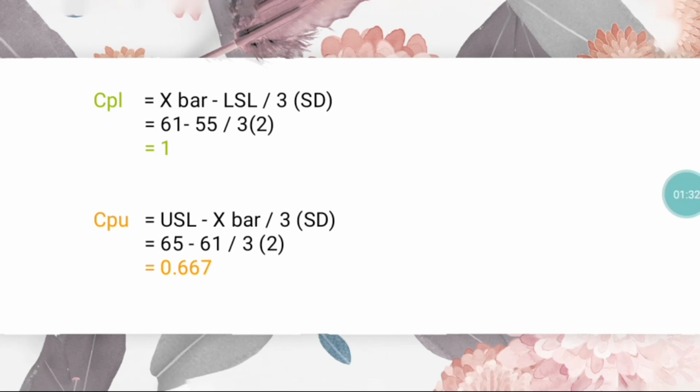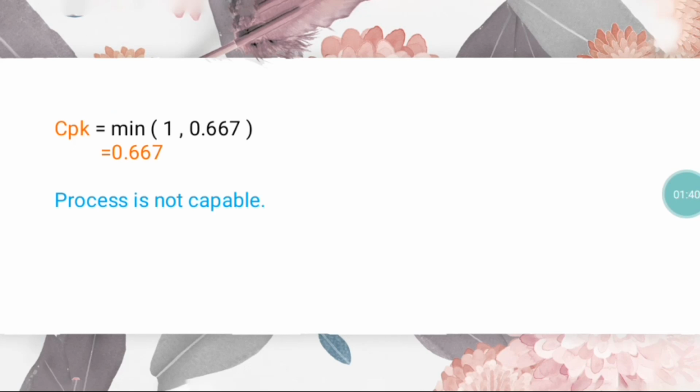So as you can see, we have different values from the lower specification limit and the upper specification limit. So CPK equals the minimum of 1 or 0.667. So our CPK is equal to 0.667. As you can see, 0.667 is less than 1. So the process is not capable.